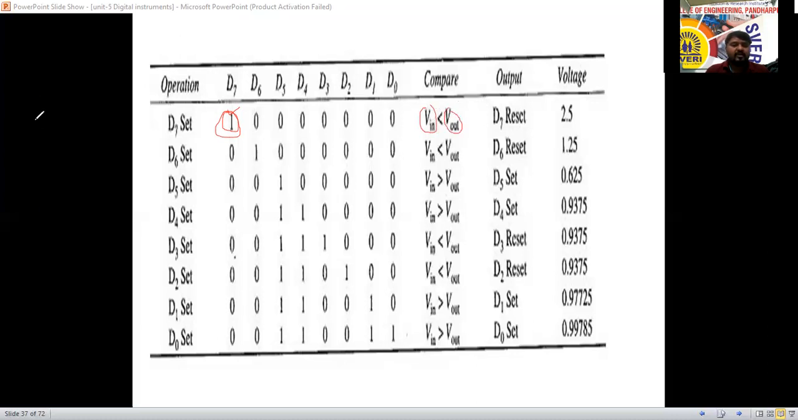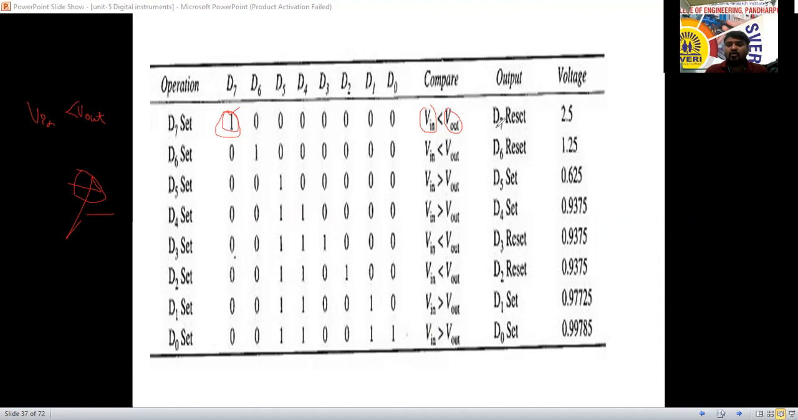So our aim is to bring the value nearer. If V input is less than V output, it is like for 1 kg of sugar we have kept a 2 kg stone, which is too much. For 1 kg of sugar we have kept a rated value of 2 kg. That is not good. We have to reset that one, take it back and add another. Here D7 is set, so that is 1.